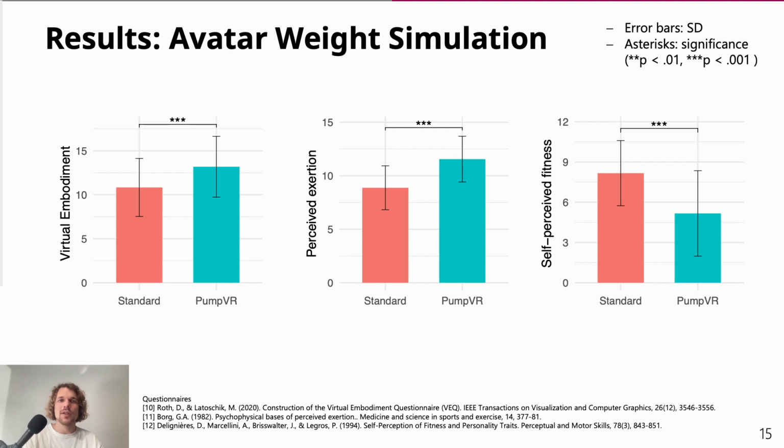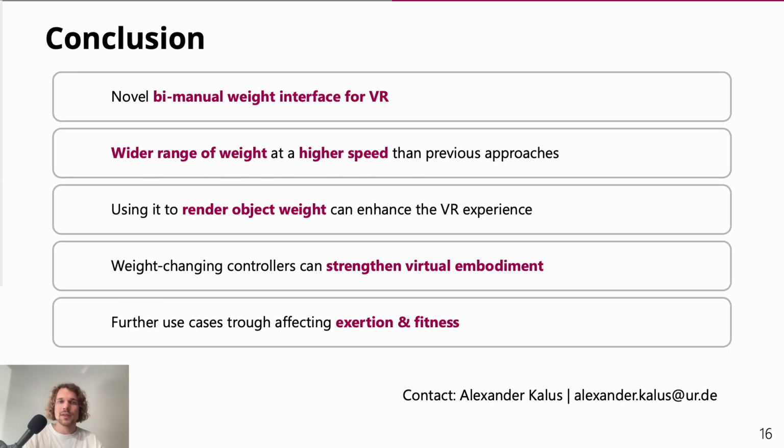This shows that the additional weight was noticeable. We found a negative effect of PumpVR on self-perceived fitness, which indicates that participants attributed this additional weight to their own fitness being reduced, rather than to the extra weight they had to lift. These effects also suggest further use cases for PumpVR. PumpVR's weight adjustment might, for example, be used to indicate fitness-related attributes of game characters, or to add challenges during extra games. Let's wrap up the findings and conclude this talk.